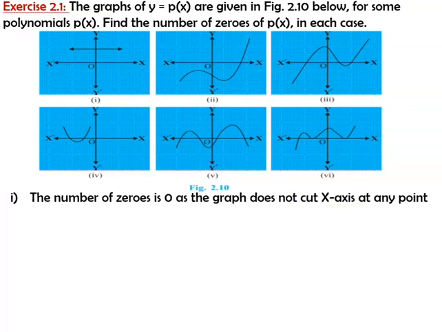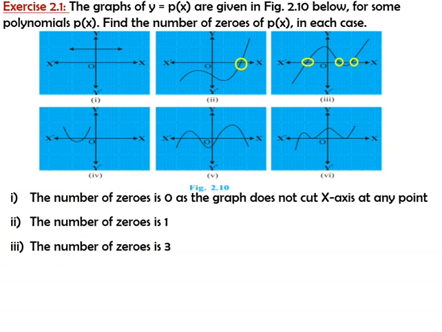Second subdivision, y equal to p of x. Only 1 point. The graph intersects the x-axis at only 1 point. So the number of zeros is 1. Then see the third one. Okay, 1 2 3. So the number of zeros is 3.